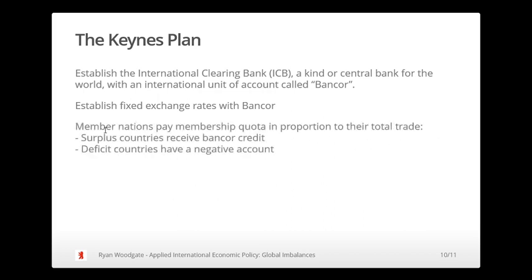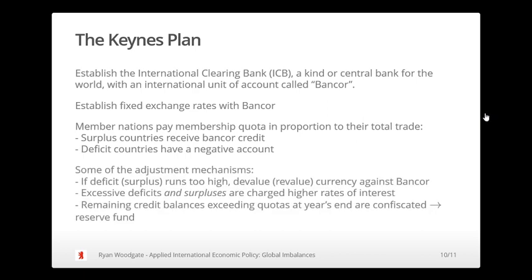Okay. And then this next step is to say, well, member nations within the ICB pay a membership quota, which is in proportion to the total amount of trade in the 5 or 10 years previous to their entry into the ICB. So surplus countries would receive Bancor credits, and deficit countries would have a negative account, they would owe Bancor. And what's the innovation here? Well, it comes in the adjustment mechanism that Keynes was proposing.